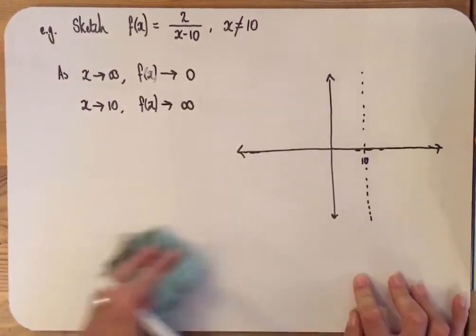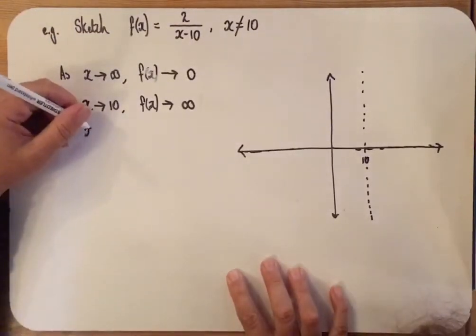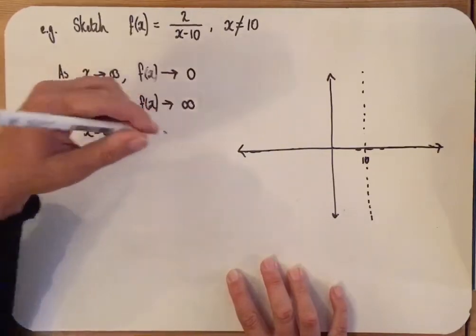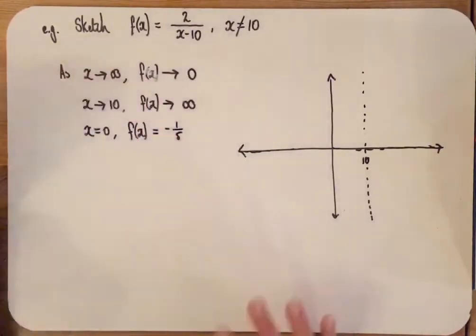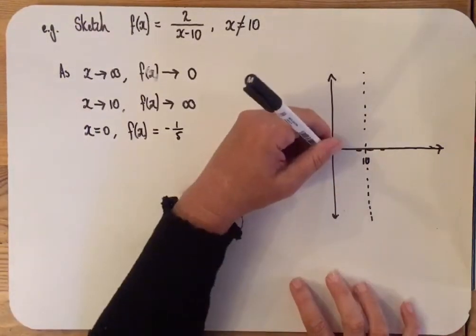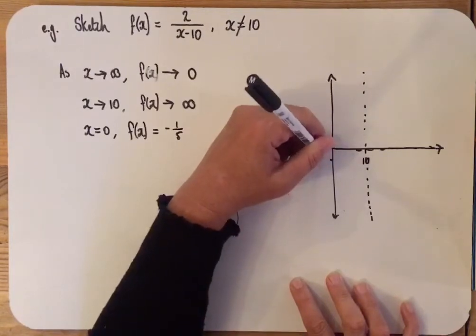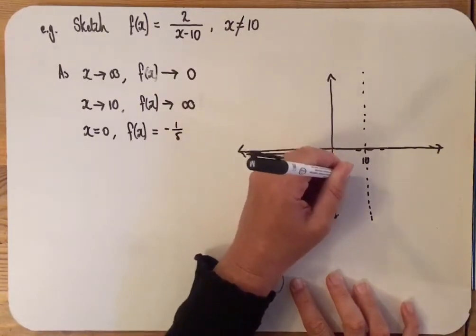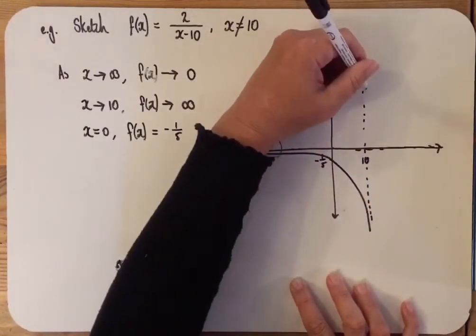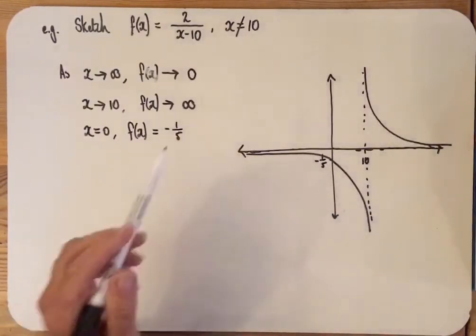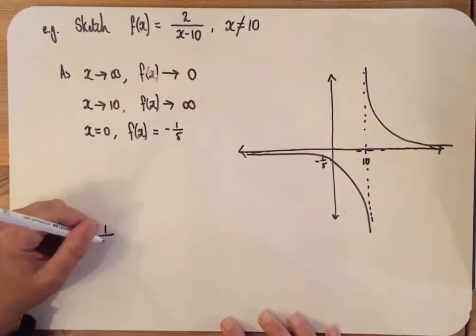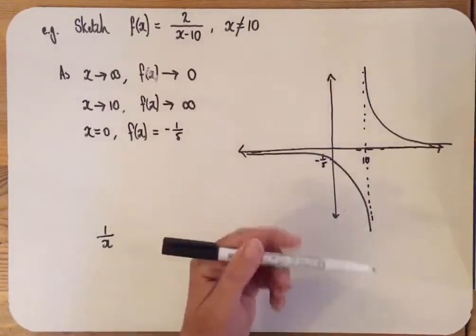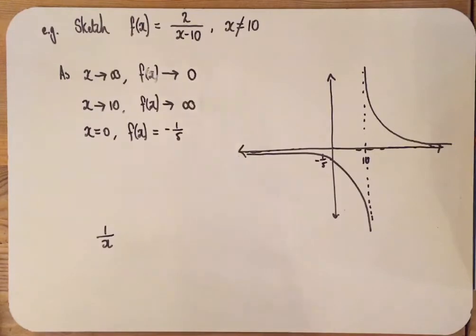Sorry, not that paper. So it's worth finding axis intercepts. So when x equals 0, f of x is equal to 2 over minus 10, which is minus a fifth. So when x is 0, f of x is minus a fifth, which is going to be there somewhere. So this curve here is going to be coming down like that, approaching this asymptote this way, and approaching these asymptotes from this direction. And if you think about it, it's a bit like 1 over x that's been moved right by 10, which gives you the vertical asymptote, and then stretched by 2. That's the first one.